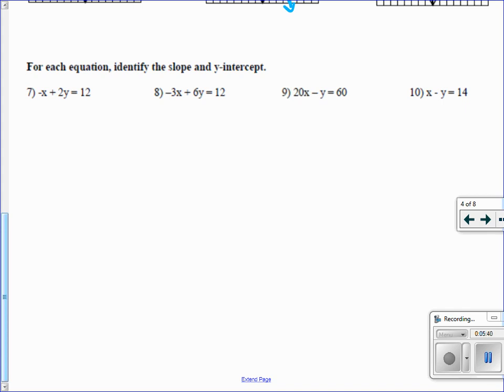We did that for almost an entire day once. So we're going to do it again. We want to get y by itself. That way it's in slope-intercept form. Y equals mx plus b. On number 7, what would be the first step to try and get y by itself? Move the x part over. So add x.